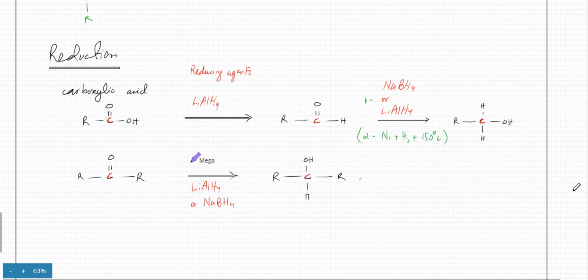The same is true over here. The other one that you could use over here, this is number one. Number two would be nickel plus H2 plus 150 degrees centigrade temperature. Again, I'm putting it in brackets. This could work, but it is not recommended.